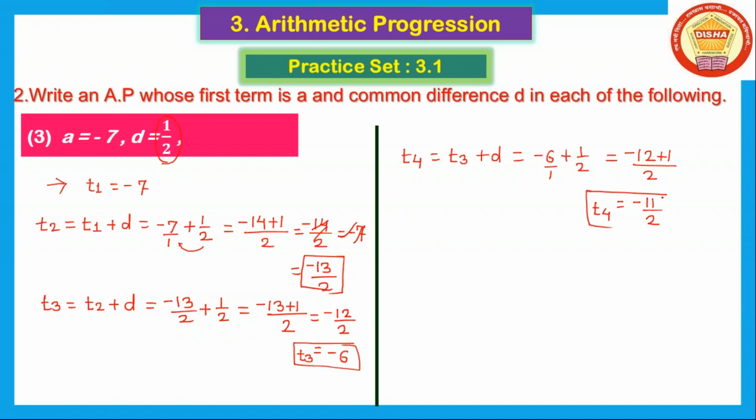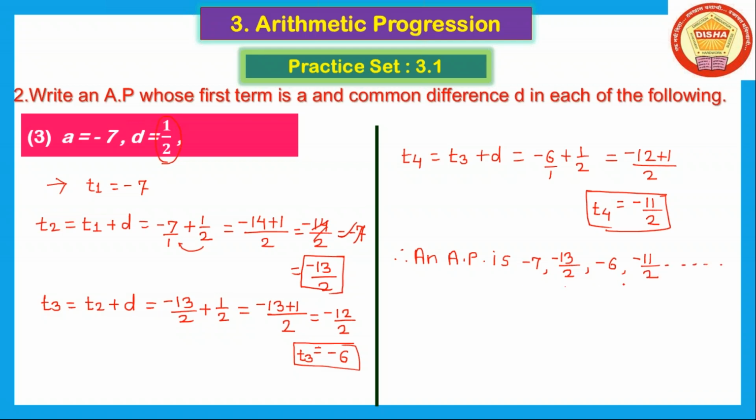Okay. See what is question, that is we have to write an AP, means we find the first four terms. So here we write an AP is, what is first term, that is negative 7. See second term negative 13 upon 2. Third term negative 6. Fourth term negative 11 upon 2 dash dash dash.